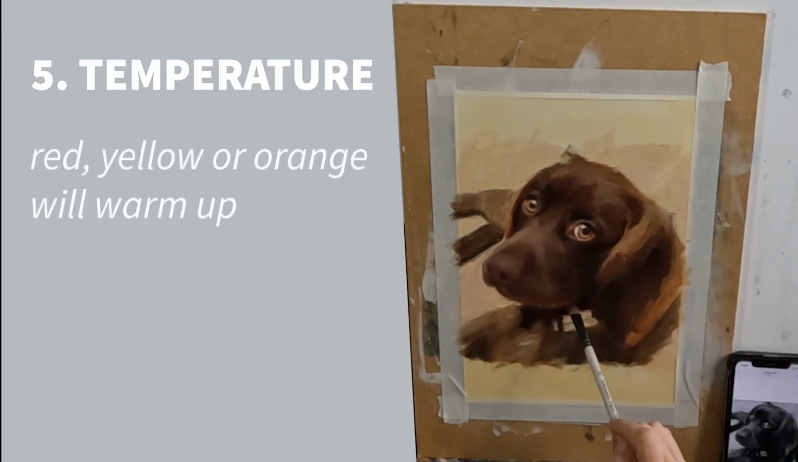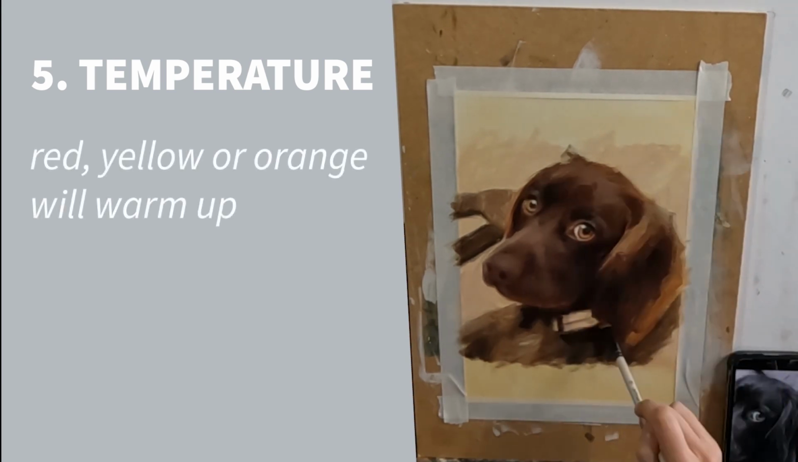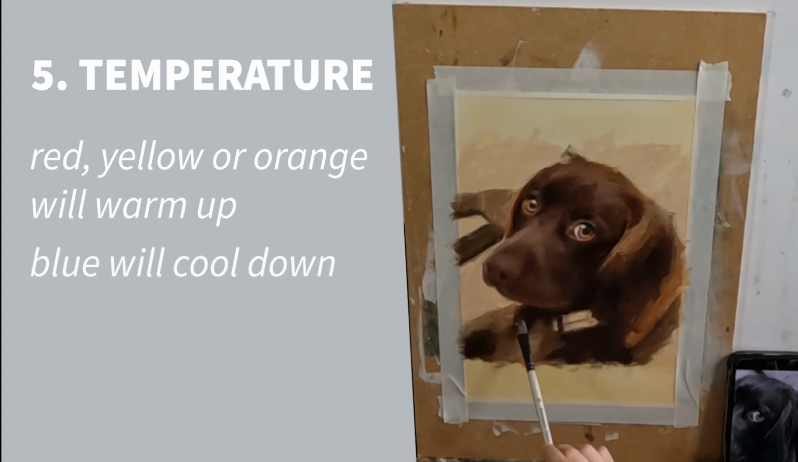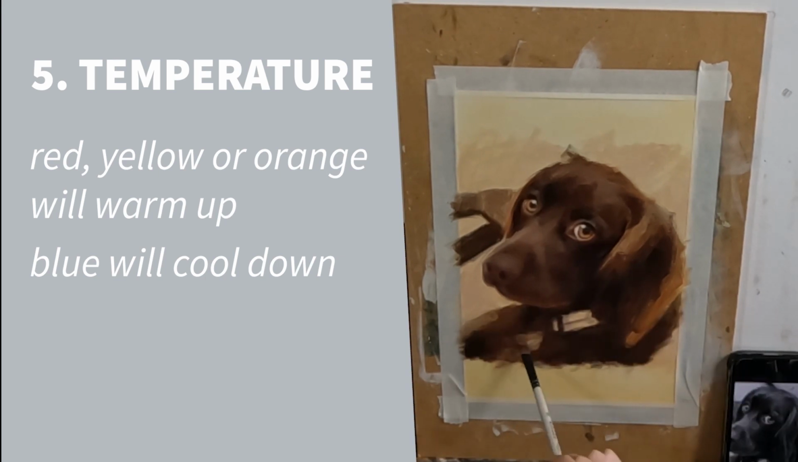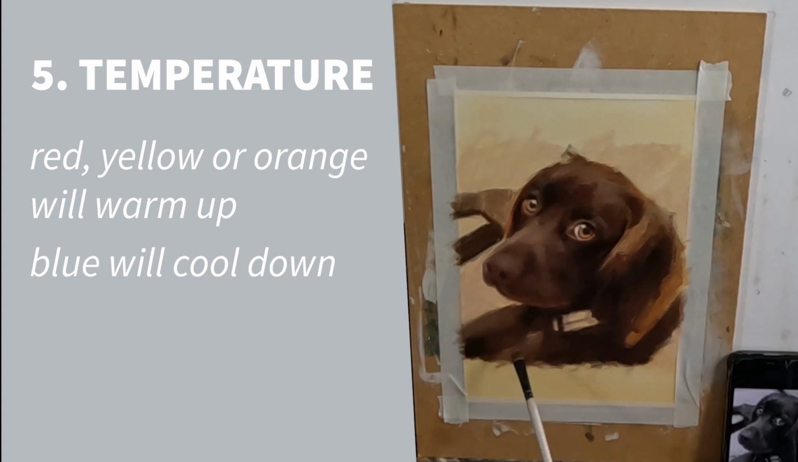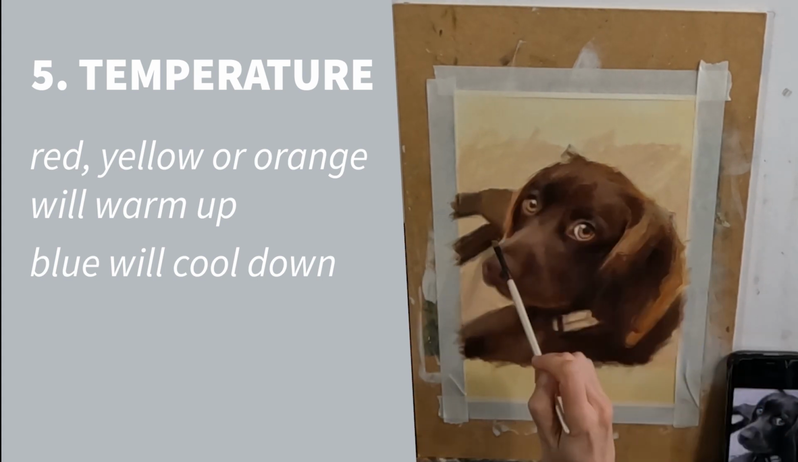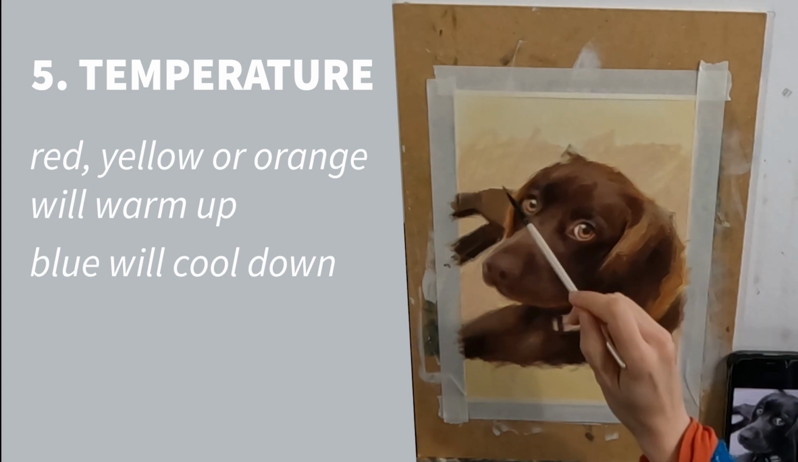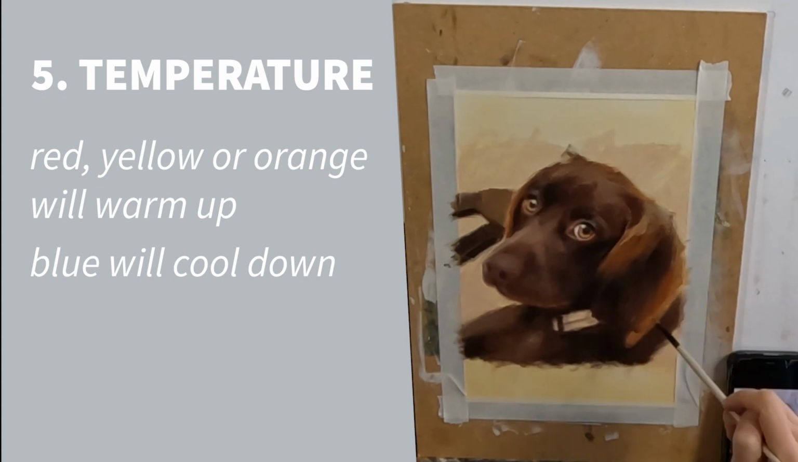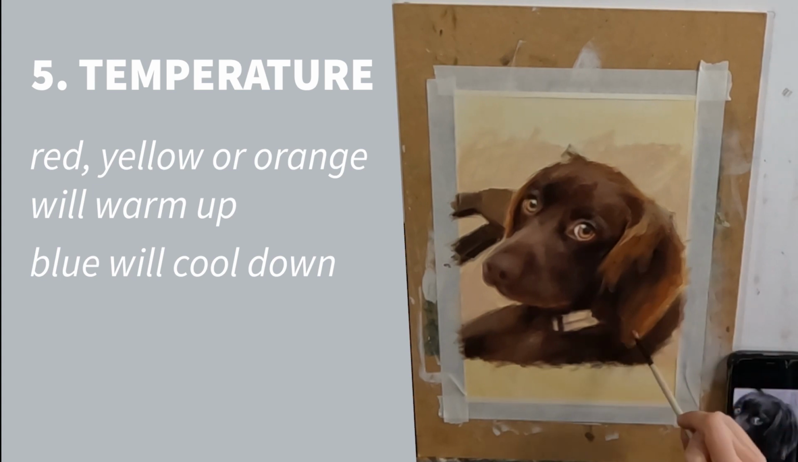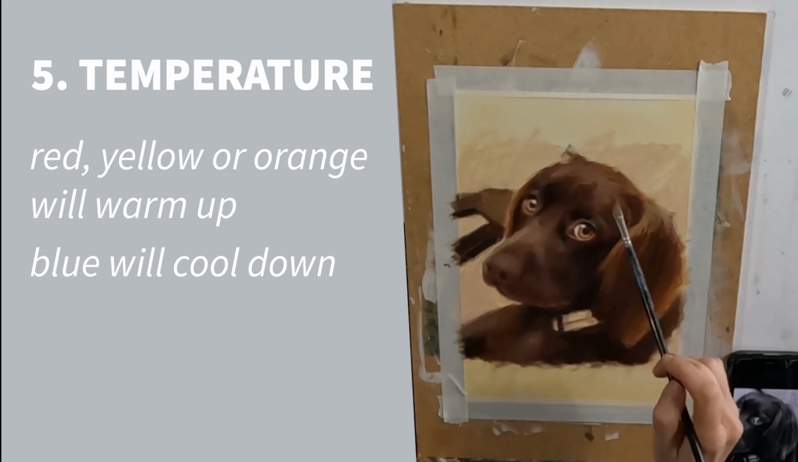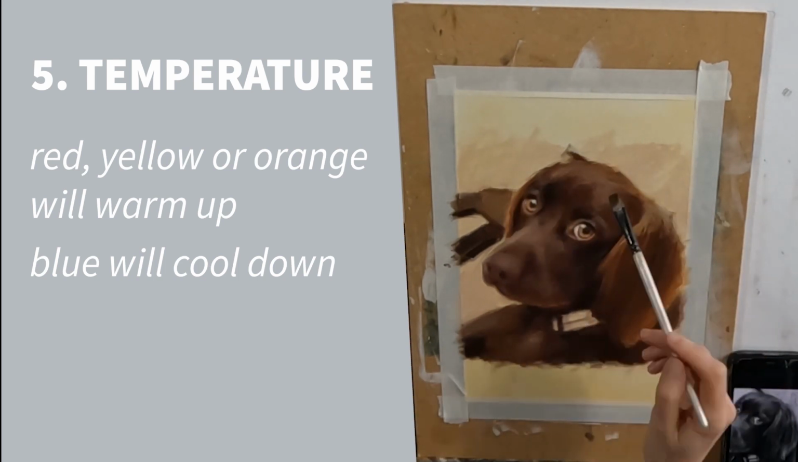So if I add red, yellow or orange to my brown, this will really warm it up. If I add blue, it will cool it down. So to simplify then the painting of this dog, I have started with my base colour of brown, and then I continuously ask myself, what is the temperature of the area that I am trying to paint? And I use the simplicity of my 3 primary colours to help me decide. Yellow and red are warm and blue is cool.